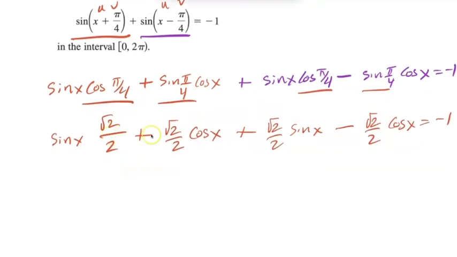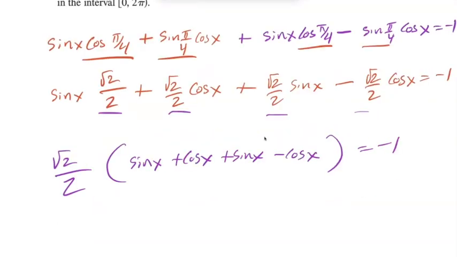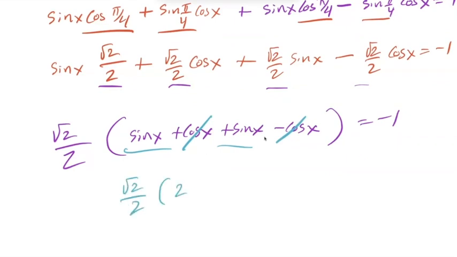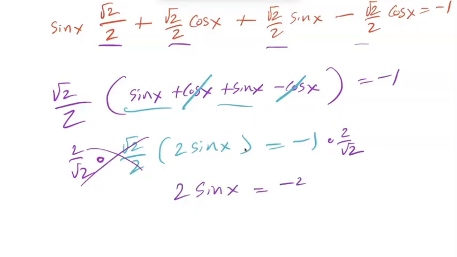First thing I would do is factor out all the rad 2 over 2s. I get rad 2 over 2, and what's left over? I have sine x plus cosine x plus sine x minus cosine x equals negative 1. Well, this cosine x and this one cancel out, and I get rad 2 over 2 times 2 sine x equals negative 1. Let's try to solve this. Multiply by the reciprocal, 2 over square root of 2, to get rid of this. So these cancel out. You get 2 sine of x equals negative 2 over square root of 2.